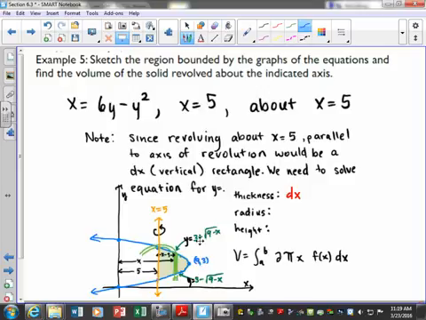Okay, let's work on our radius. I told you, from here to here, because our axis of symmetry is x equals 5, is 5 units, and from here to our representative rectangle is x. Then what would be our radius from here to here? x minus 5.